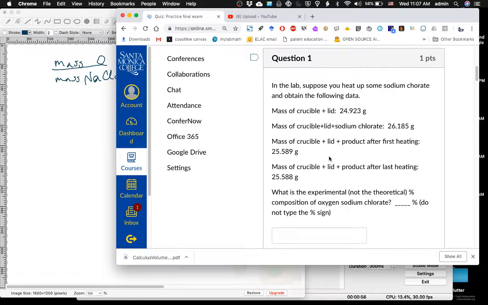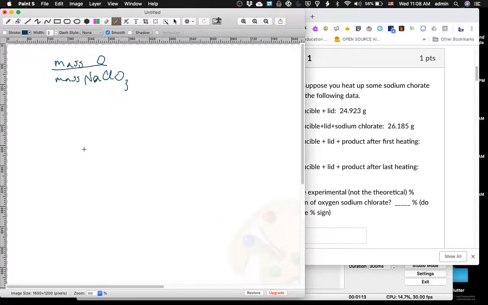So the mass of the oxygen, let's see, here's the sodium chlorate with the crucible and the lid, and here's the last product after heating with the crucible and the lid. Now the difference between the product and sodium chlorate is only oxygen. And how would you know that? You would know that by writing a balanced chemical equation for what happens when you heat up sodium chlorate.